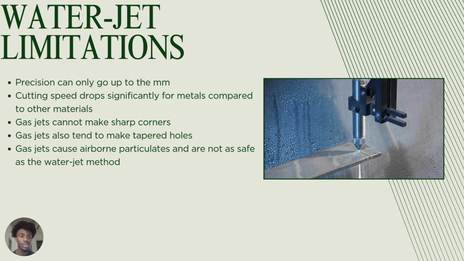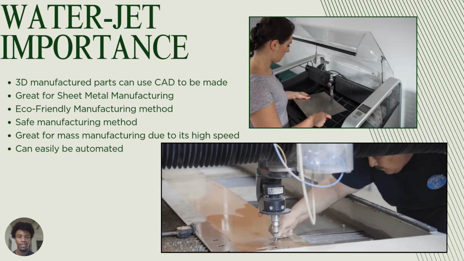Limitations. Precision can only go up to the millimeter. Cutting speed drops significantly for metals. Gas jets can also not make sharp corners or tapered holes, and can cause airborne particulates and are not as safe.